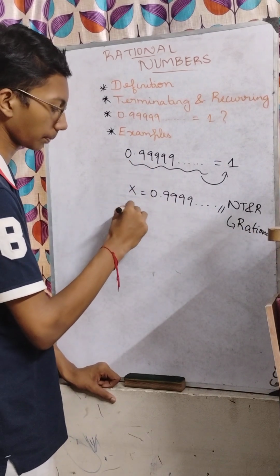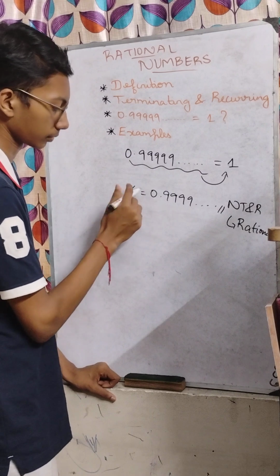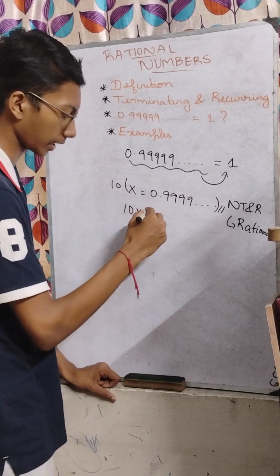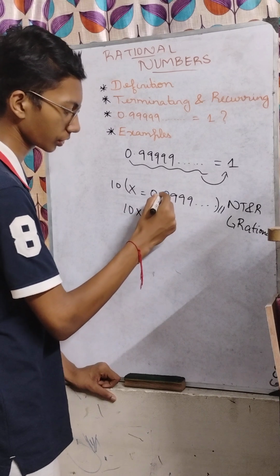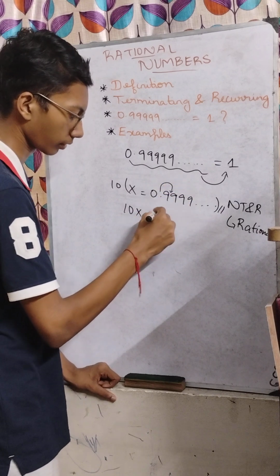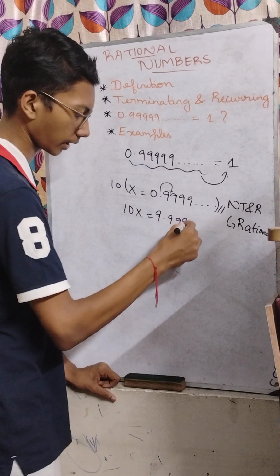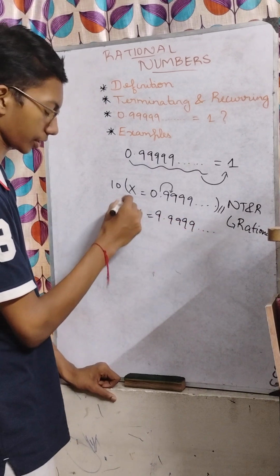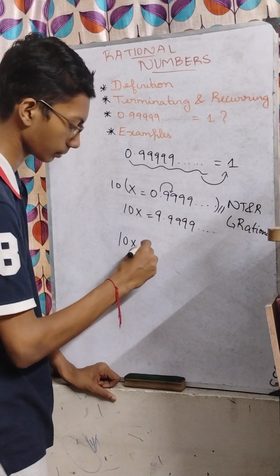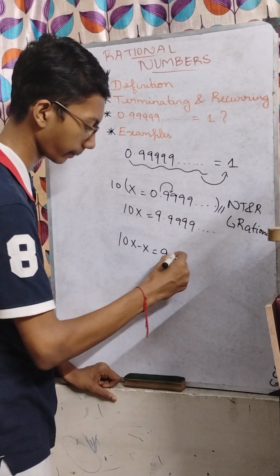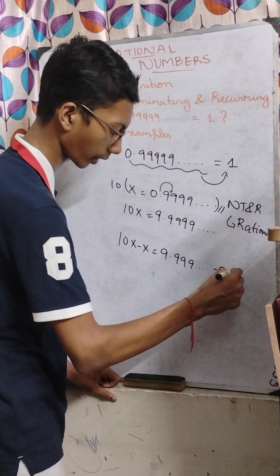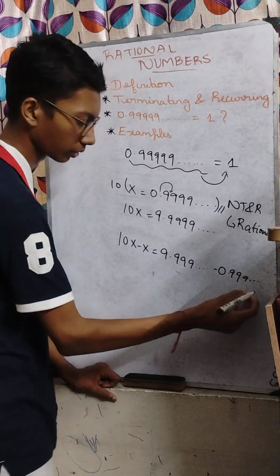Now let's multiply this equation by 10. We get 10x equals, so the decimal will move, 9.99999 and it goes on to infinity. Now subtract these two equations. We have 10x minus x equals 9.99999 going on, minus 0.999 going on.